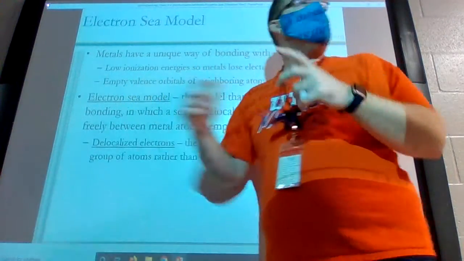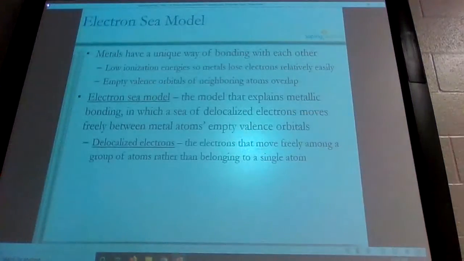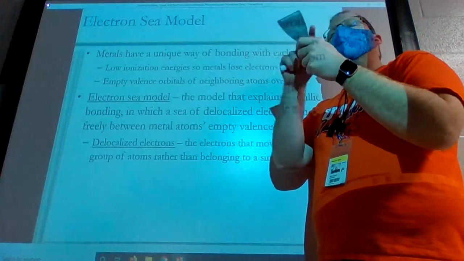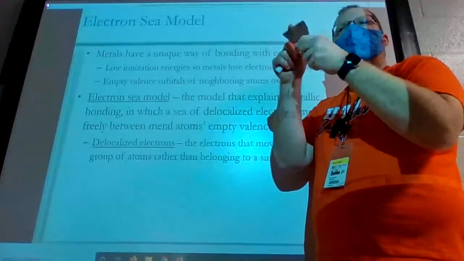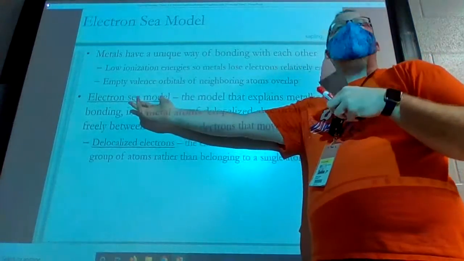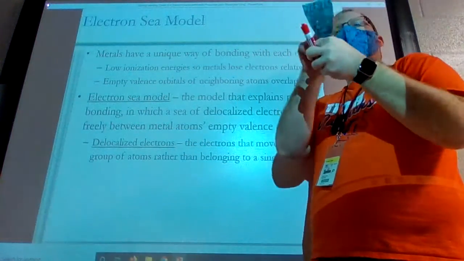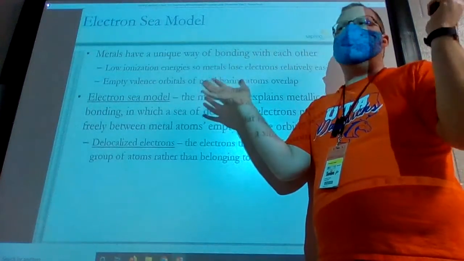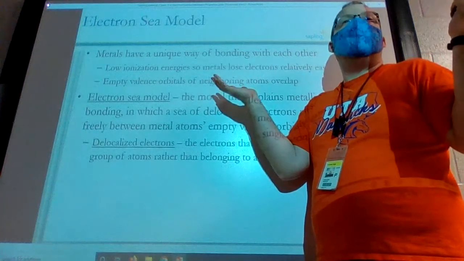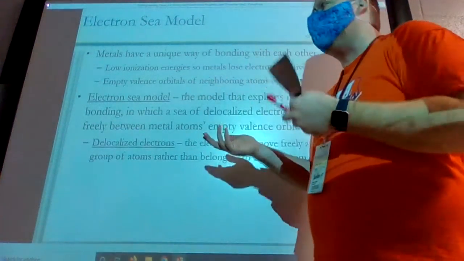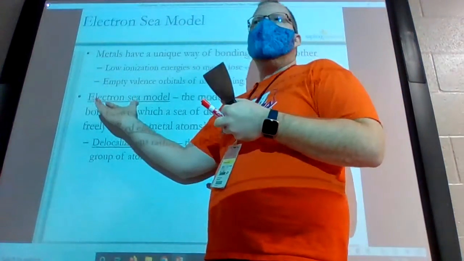That's the same thing in a block of metal. I should have a block of metal, but whatever, a little piece of metal works. I have millions and millions of atoms in this little piece of metal, and they're all just sharing electrons. The electrons can move freely from one atom to the next atom and then back again. They don't have to go in a certain direction. They don't have to move at all if they don't want to. But they all just share all the electrons together. And that is the electron sea model.